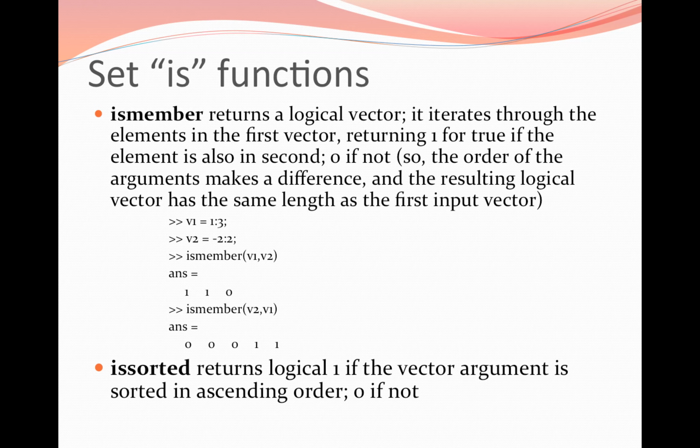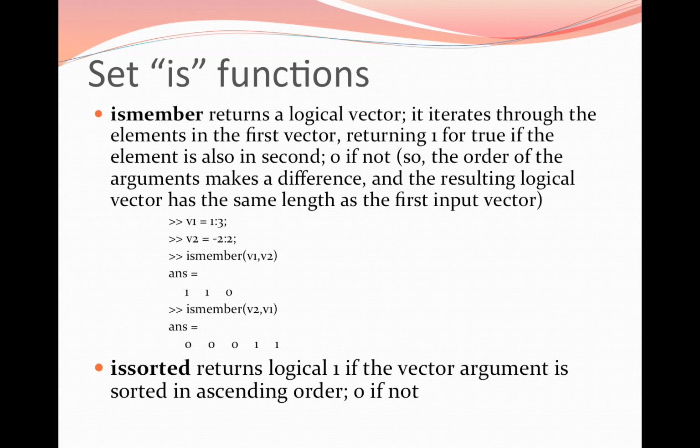Here's an example where v1 is 1, 2, 3, v2 is -2, -1, 0, 1, 2. ismember of v1, v2 is going to iterate through all of the elements in v1, 1, 2, 3, and for each one return logical 1 for true if that value is also in v2. So 1 is also in v2, so that's true. 2 is also in v2, so that's true. 3 is not also in v2, so that's false.